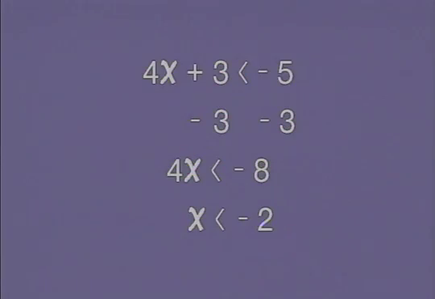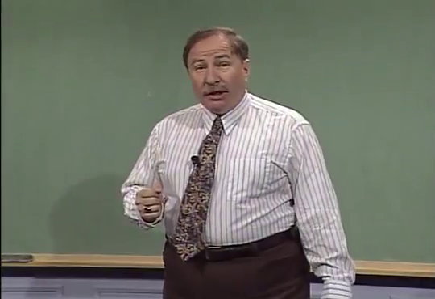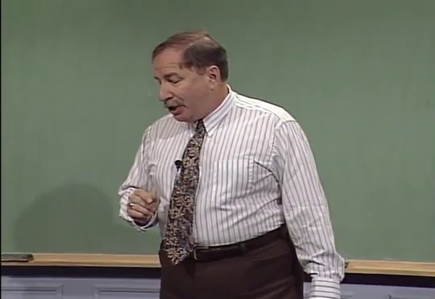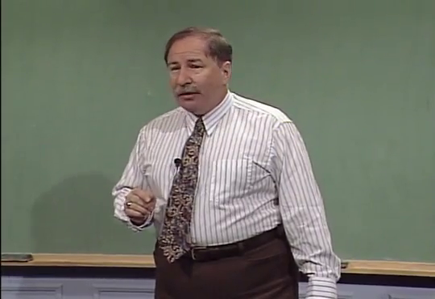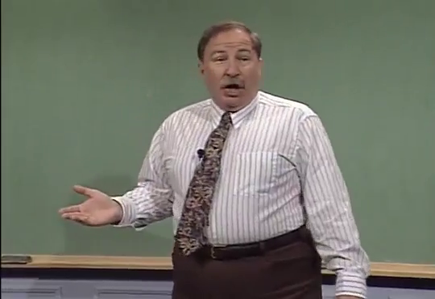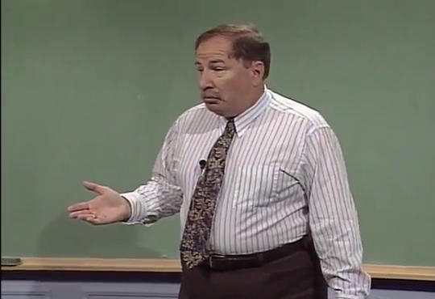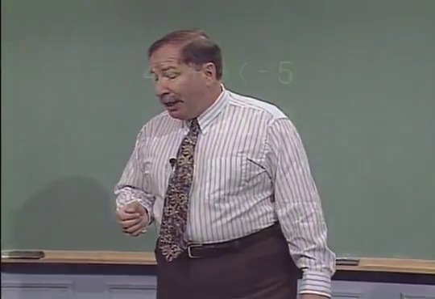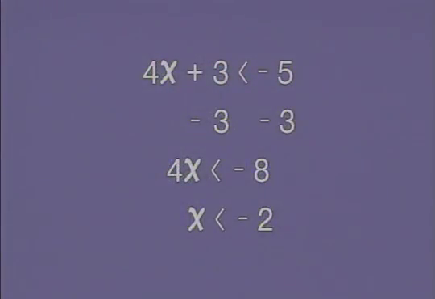Now, we emphasized in previous lessons how important it is to check our work. How would you check that x is less than negative 2? Well, pick a number less than negative 2. For example, negative 3. And plug negative 3 into the original inequality. And you'd get negative 12 plus 3, which is negative 9, is less than negative 5. Less than, meaning to the left on the number line, negative 9 is less than negative 5, so it checks.